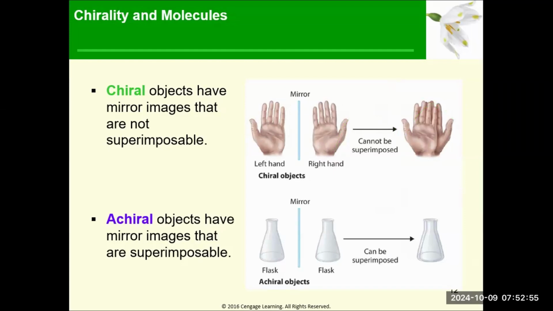Here you can see that chiral objects have mirror images that are not superimposable. So again, they're mirror images of themselves, but they are not superimposable. Your thumbs do not match up when your hands are pointed in the same direction. Whereas achiral objects have mirror images that are superimposable. So yes, there are mirror images, but we can overlap them. And when they're overlapped, they are identical.